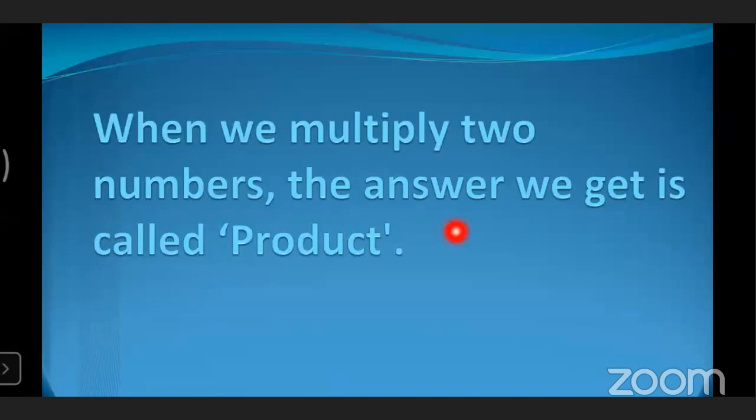Now, when we multiply 2 numbers, the answer we get is called product. See here it is written product. Is it clear? Once again I am repeating this. When we multiply 2 numbers, the answer we get is called product.